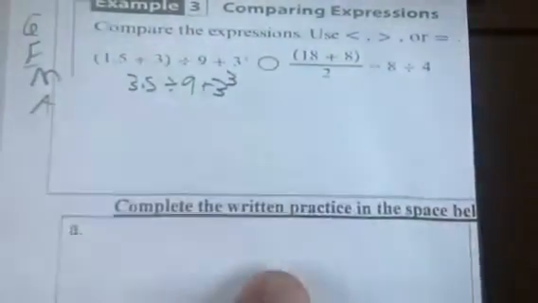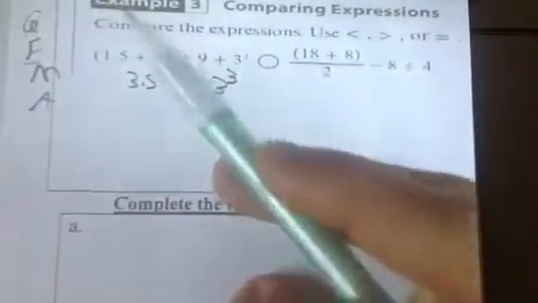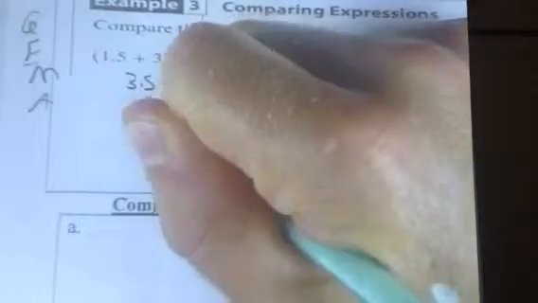Here I've got division, addition, and an exponent. What comes first? We've done our grouping symbols, now we move to exponents. I bring everything else down. 3 5/10 divided by 9 plus 3 cubed, which is 27. Now I have division and addition. I've done grouping symbols, I've done exponents. I've got multiplication and division, which comes before that addition. So let's divide 3 5/10.